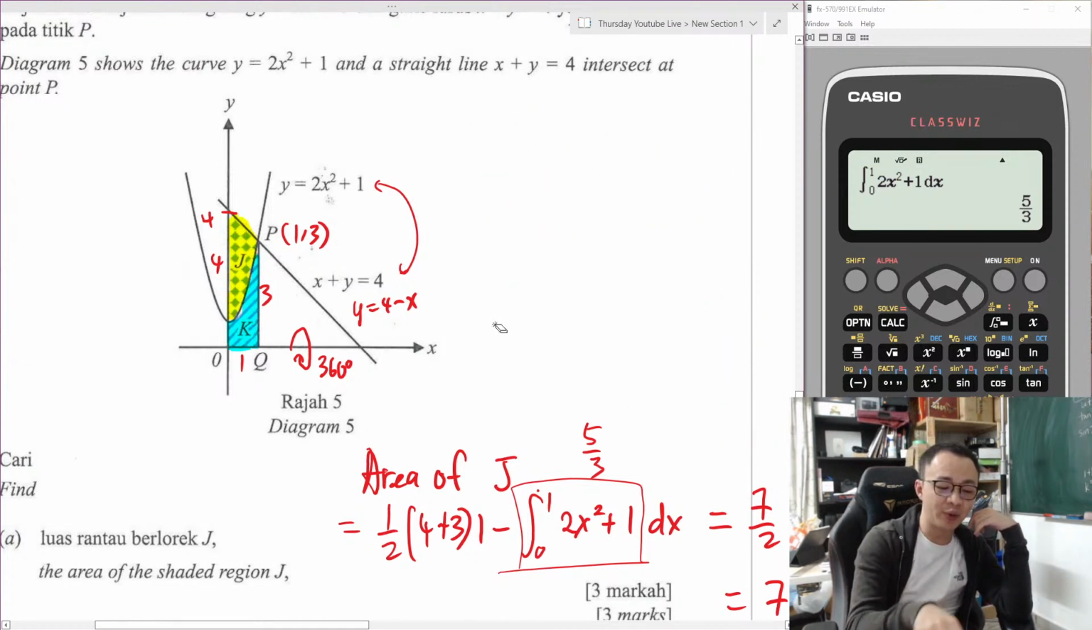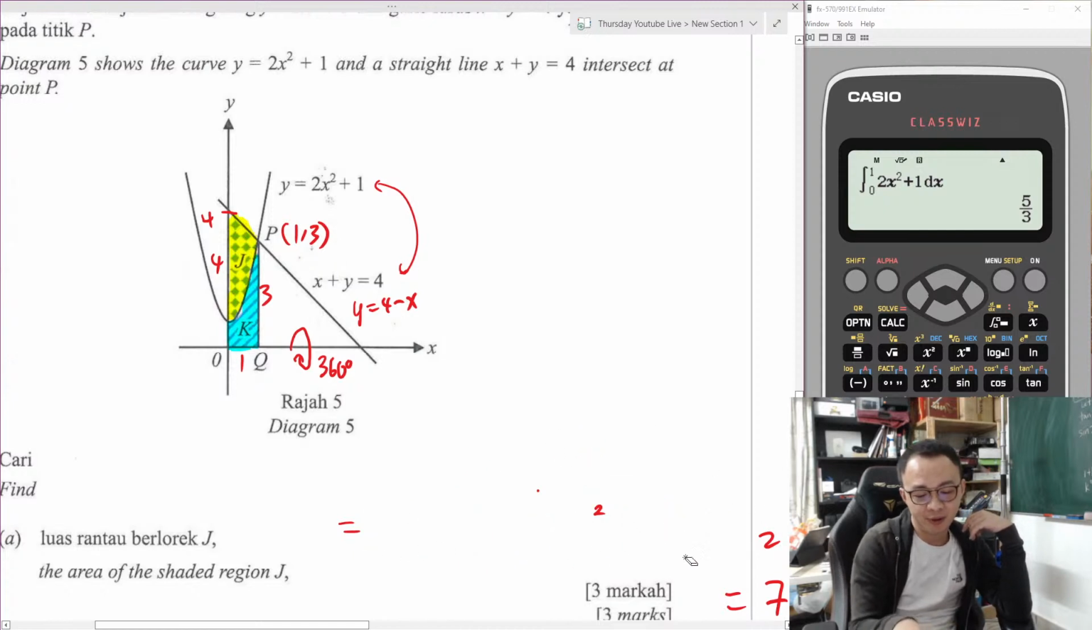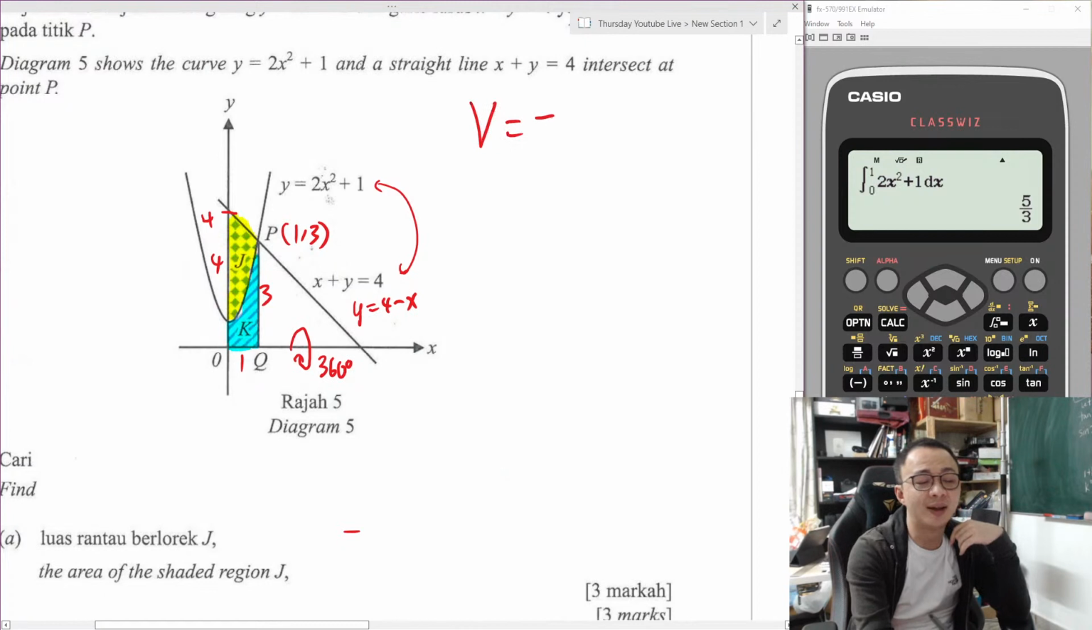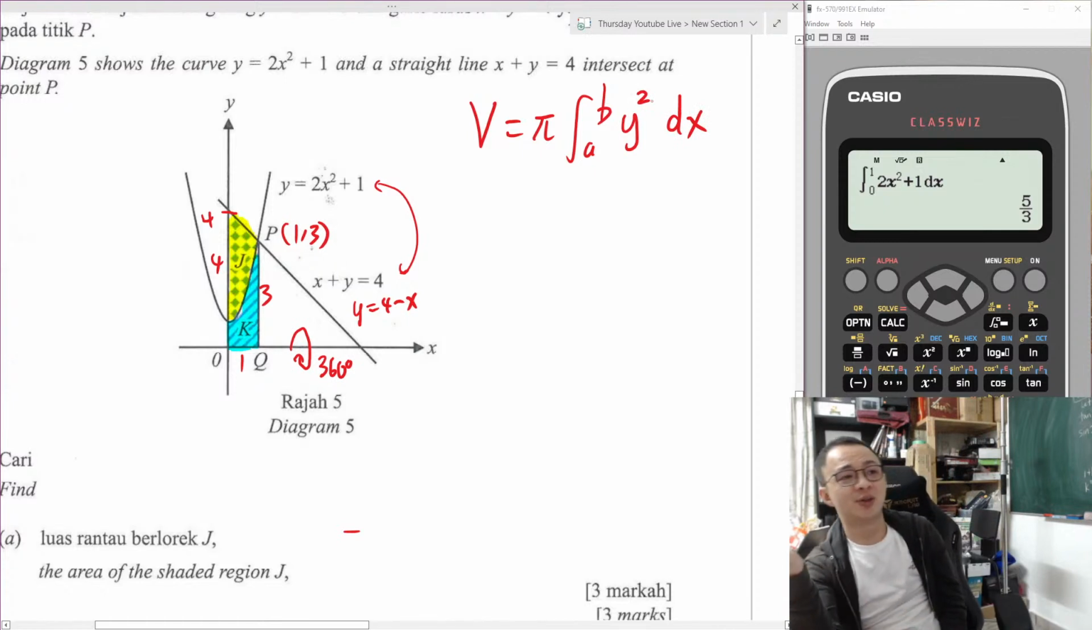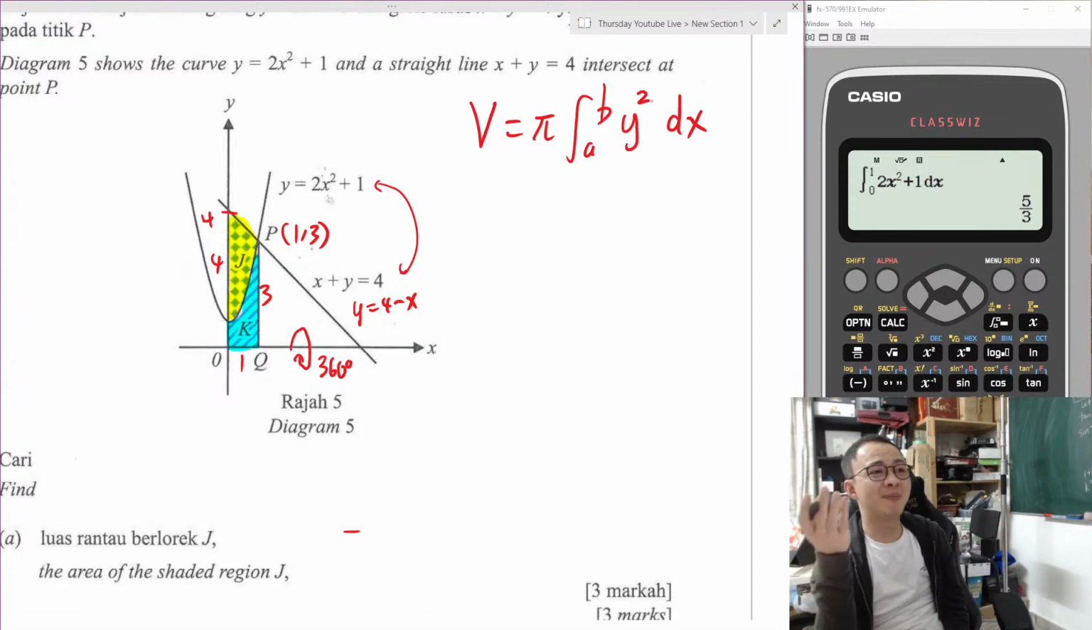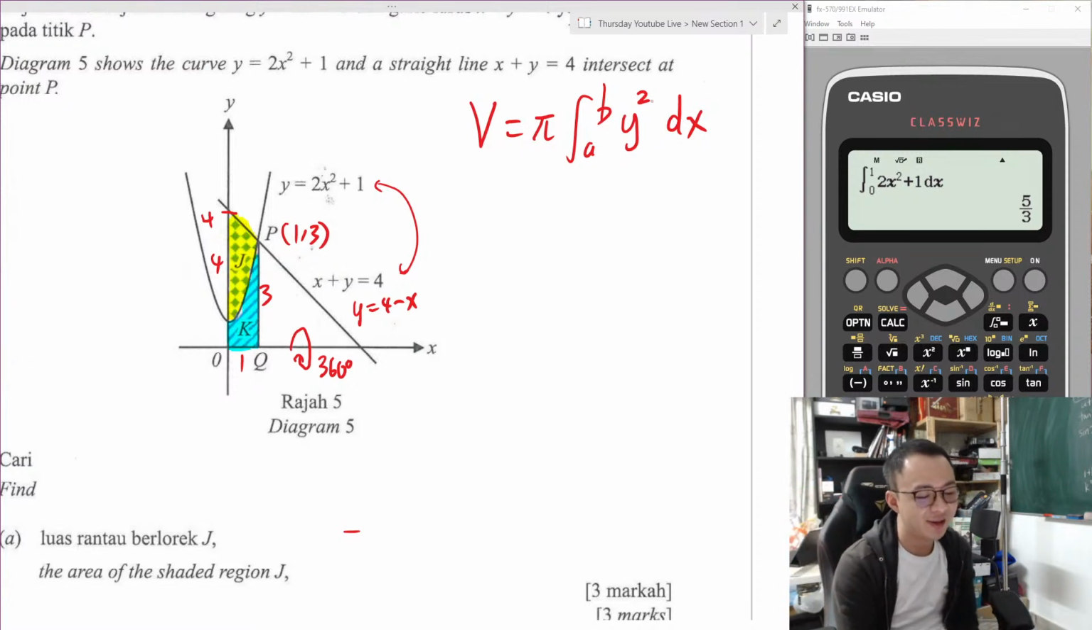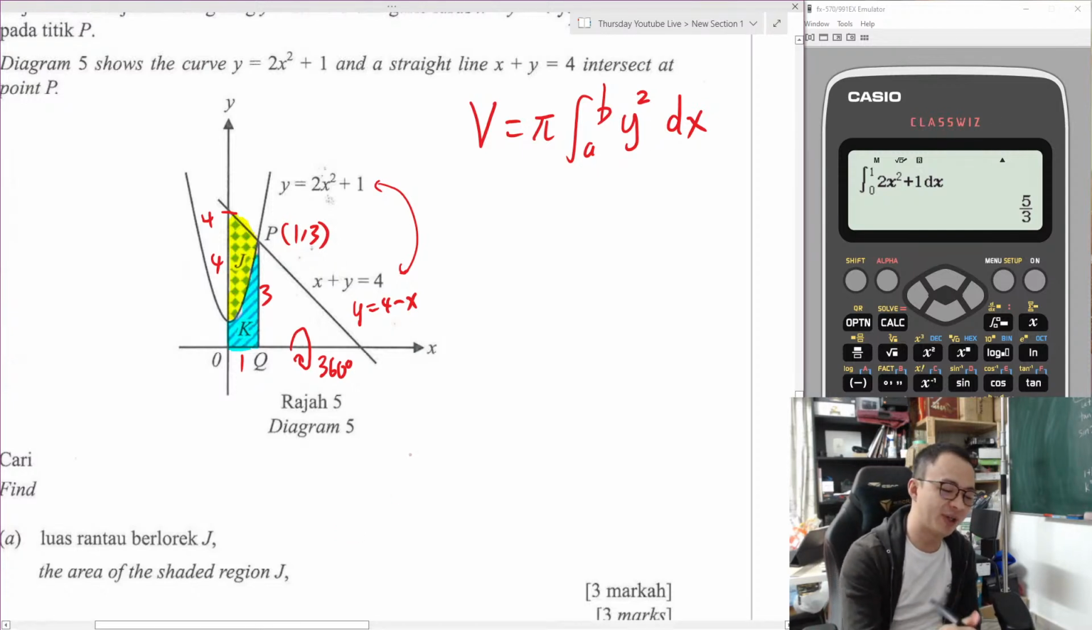So what we will do here is just use the volume formula. On the x-axis, the volume formula is what? Pi integrate from a to b, y squared dx. Alright, this is the volume formula. So what we want to do here is apply the volume formula, then we should be able to get the answer easily. But do we have y squared here? No, we don't have y squared. So we need to change a little bit here.